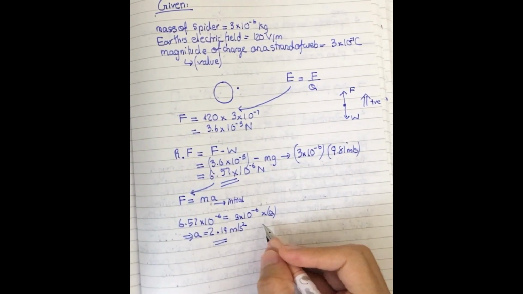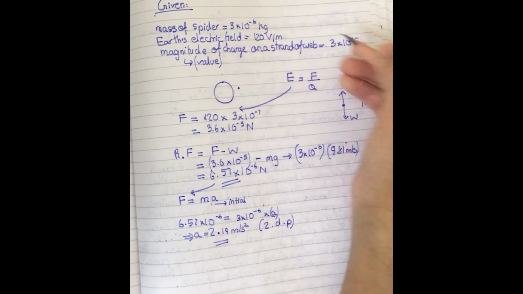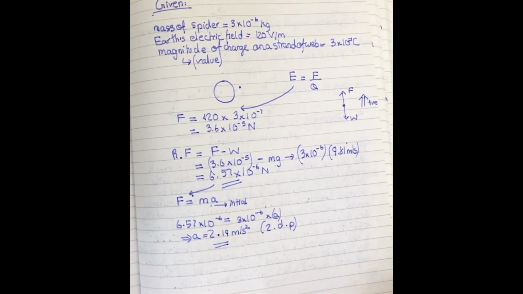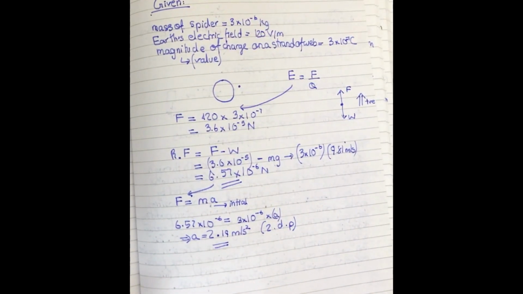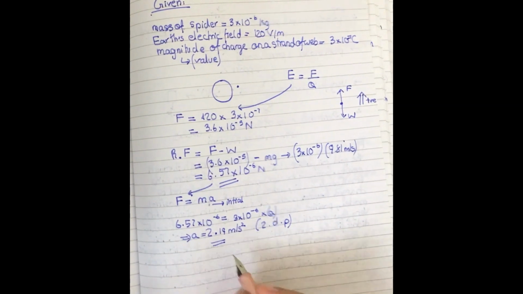I have rounded off 2.1 in three significant figures, or you can say 2 decimal places. As we can see, the value given in your paper is 3.00 times 10 to the power minus 6, the mass of the spider, right? So you have been given it in 2 decimal places, so you also should write in 2 decimal places. So this is your answer.